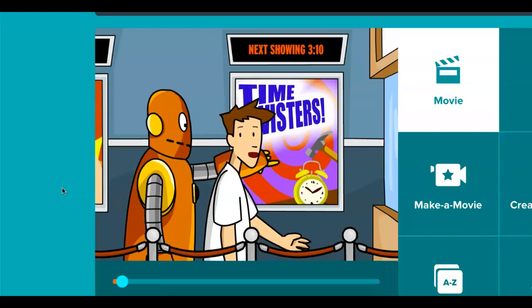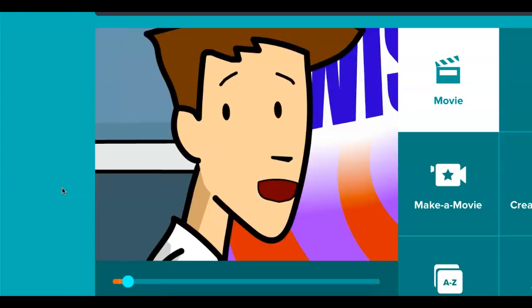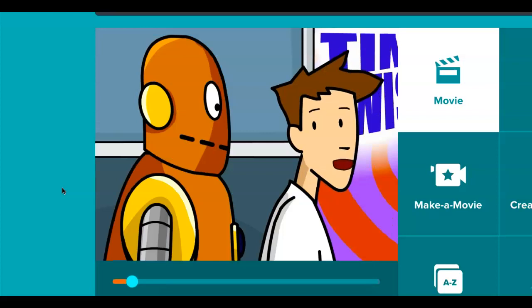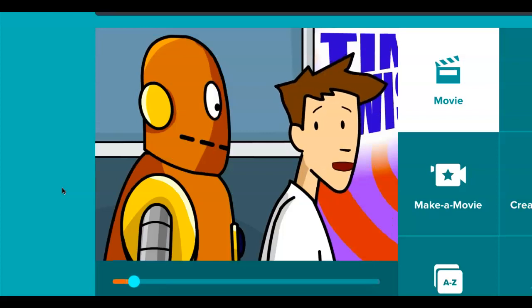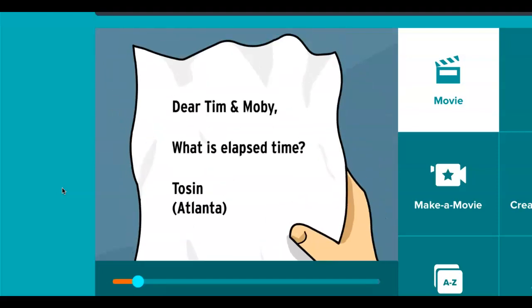I know, but Mom gave us strict orders to be home by 6 o'clock sharp for dinner. Well, the movie is an hour and 35 minutes long. If we figure out exactly what time the movie lets out, we'll know whether we can make it home in time. Dear Tim and Moby, what is elapsed time? From Towson.